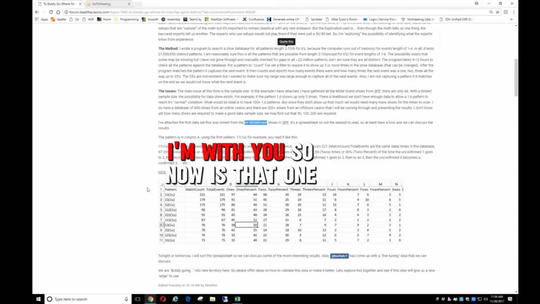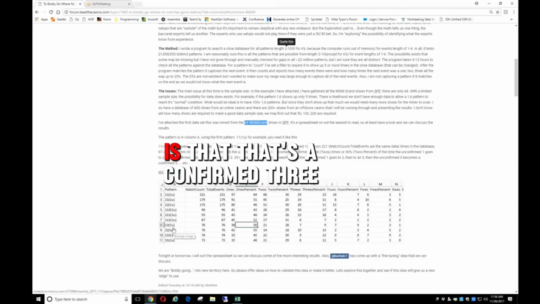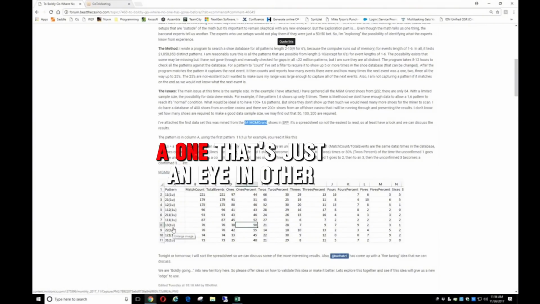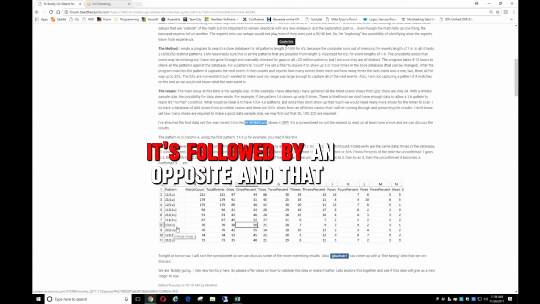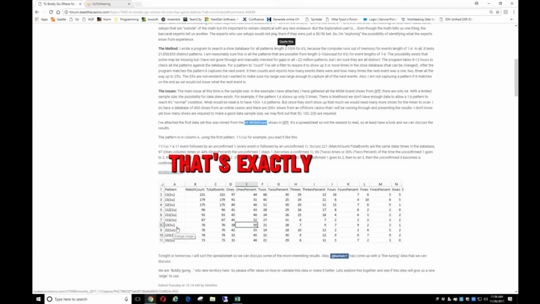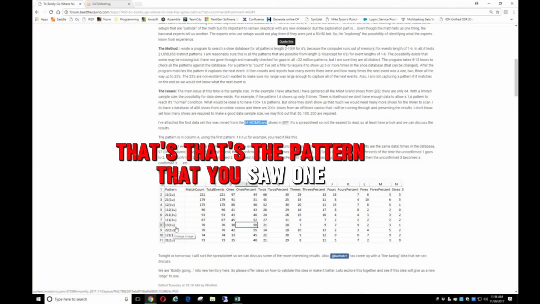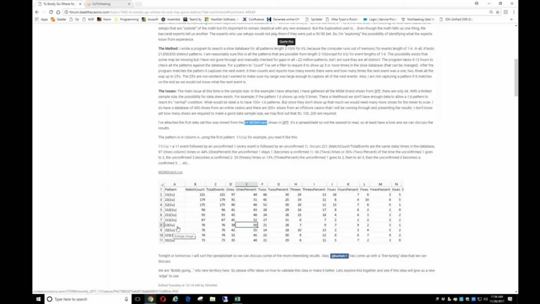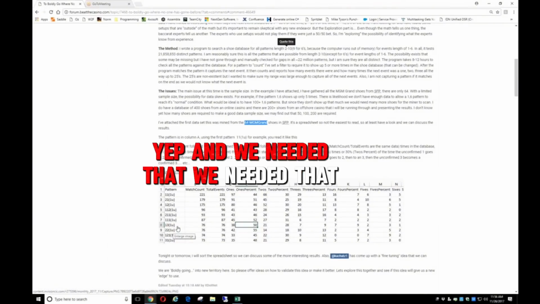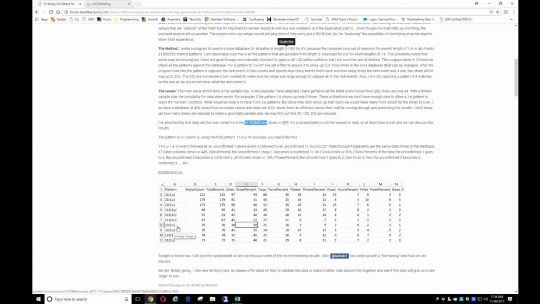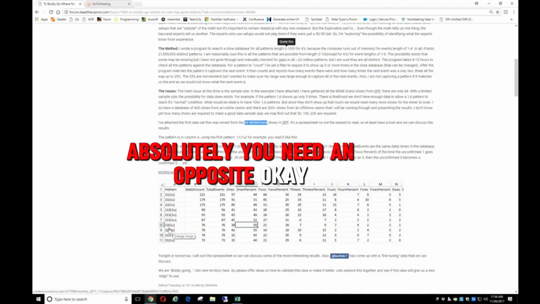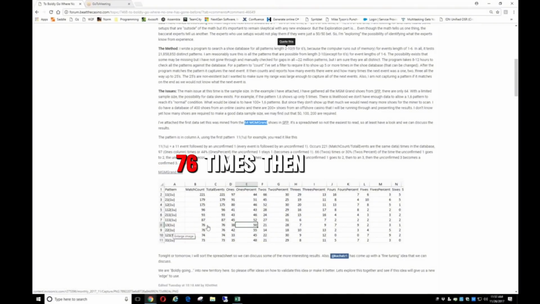Okay. I'm with you. So now, is that 1-3 a confirmed 3, and it's always followed by an opposite? And that's exactly the pattern that you saw: 1-3 and then an opposite, and that happened 76 times. Yep. And we needed that to make sure the event's confirmed. Well, yeah, absolutely. You need an opposite. Okay. So, 76 times.